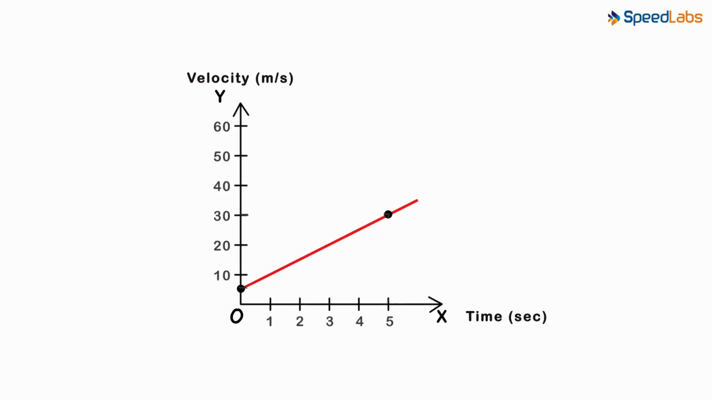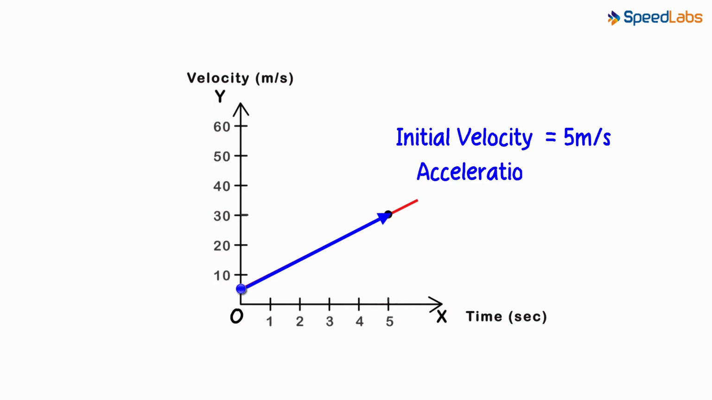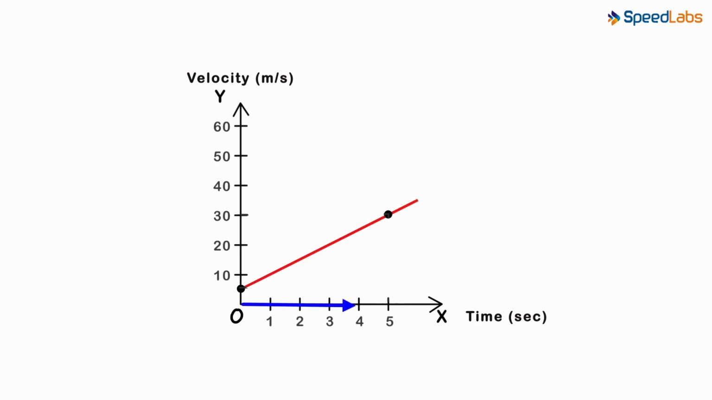Let's look at this graph which we have from our last tutorial. The vehicle whose journey we started was traveling at 5 meters per second and accelerated continuously at 5 meters per second squared for 5 seconds. Time is represented on the x-axis in intervals of 1 second. Velocity is represented on the y-axis at intervals of 10 meters per second.